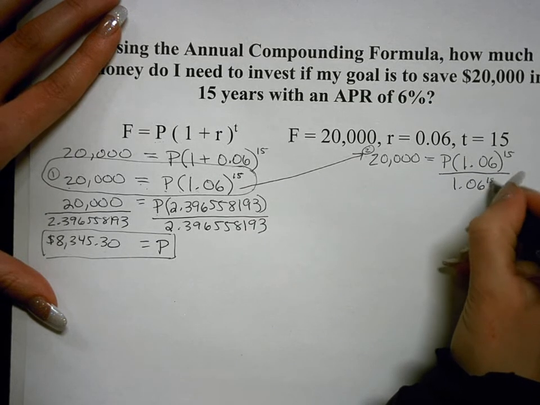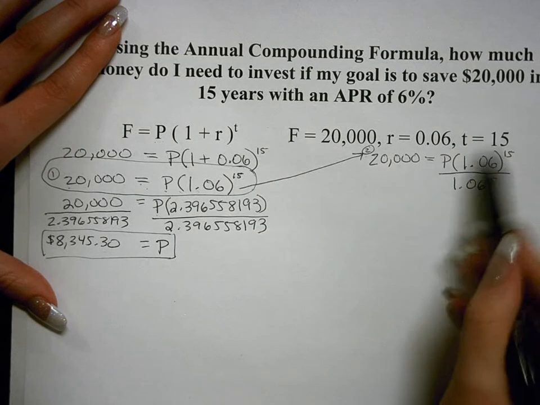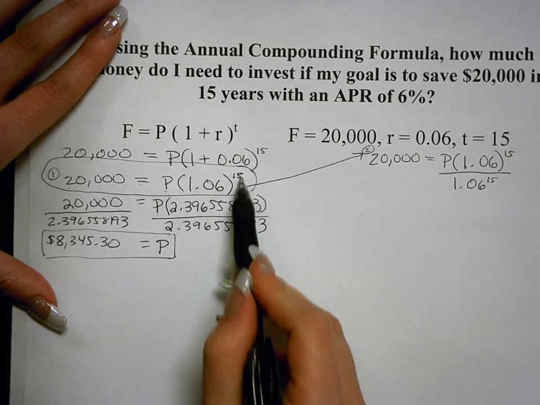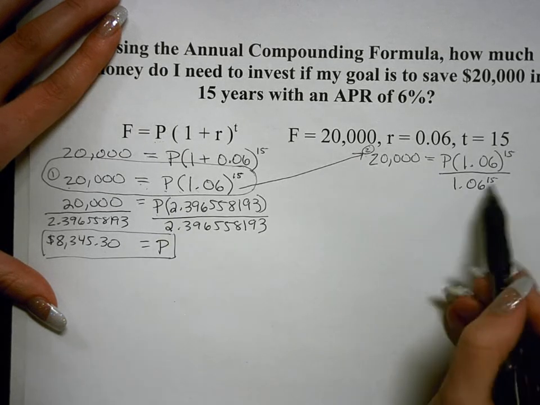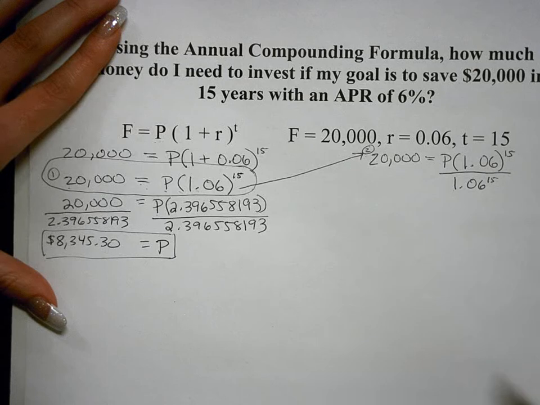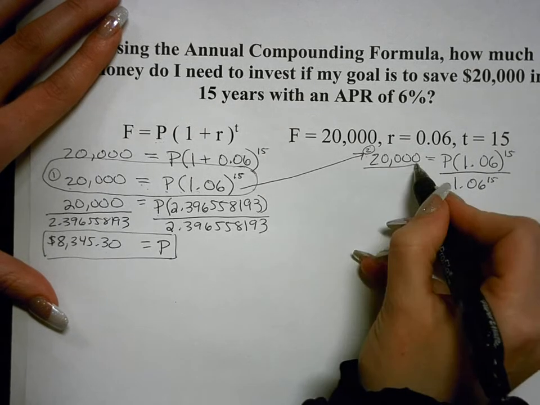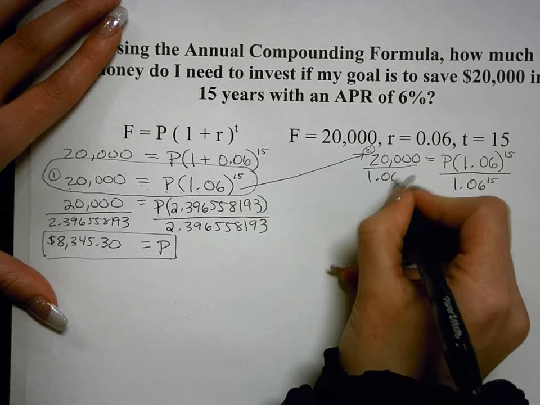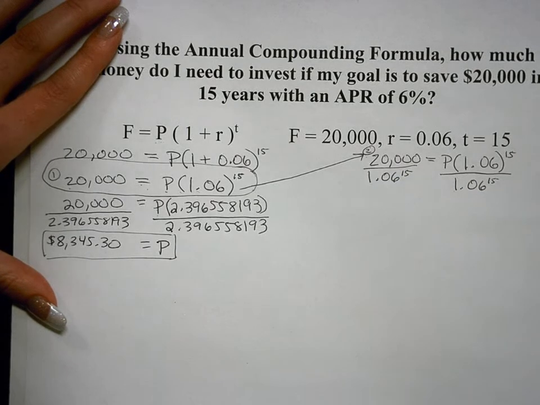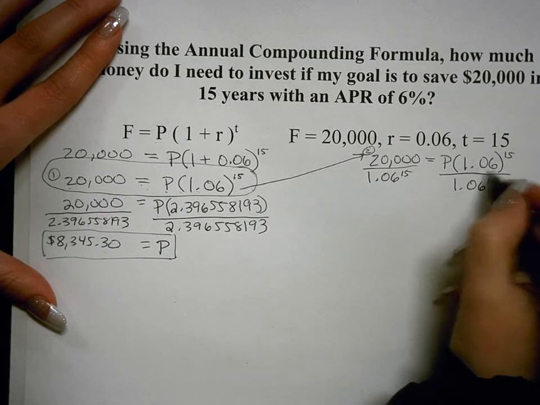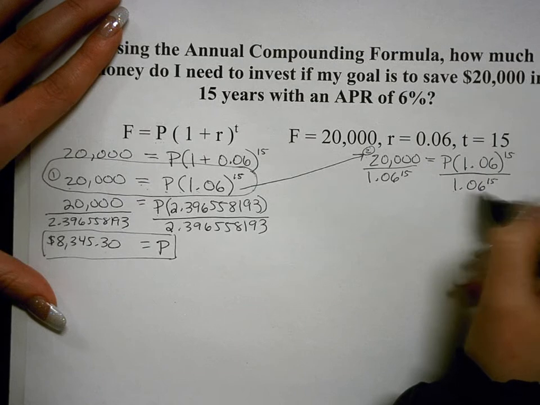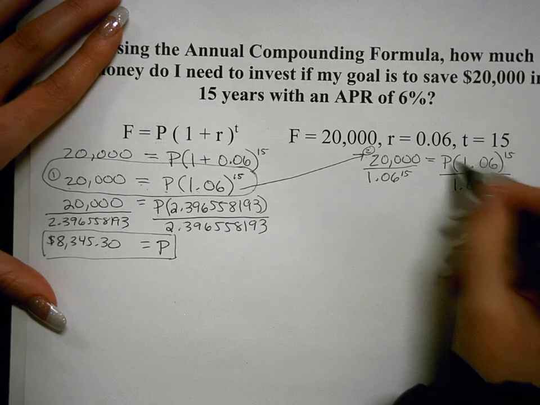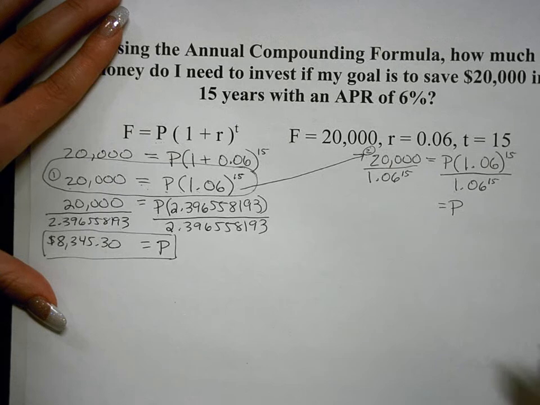1.06 to the 15th power. Because 1.06 to the 15th power is the same thing as 2.39 and so on, and dividing by 2.39 is just the same thing as writing 1.06 to the 15th power. And whatever I do to this side, I need to do to this side of the equation as well. Now at this point, 1.06 to the 15th power divided by 1.06 to the 15th power, the same thing divided by itself, is going to be 1. 1 times P is P. I have now isolated P by itself.